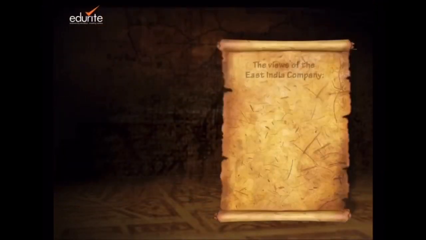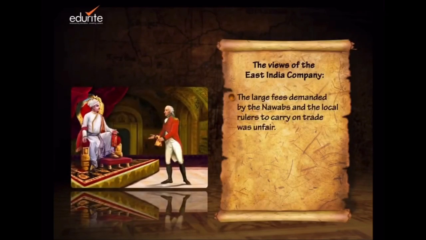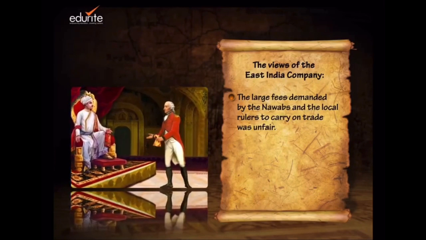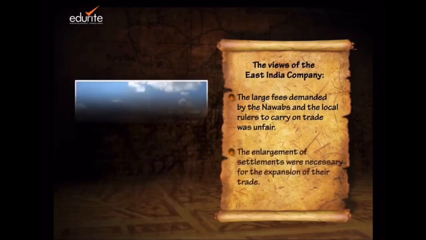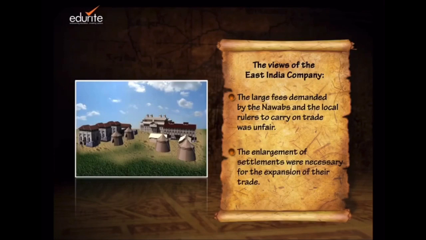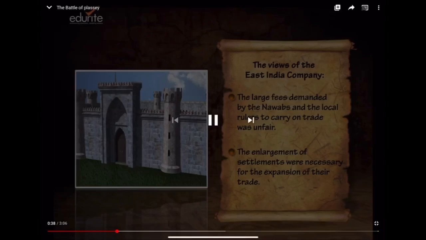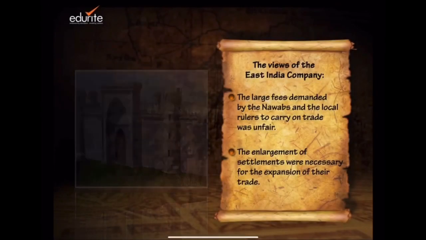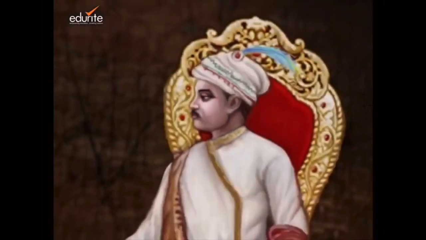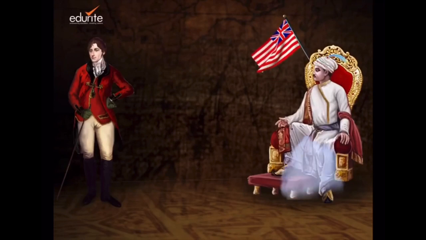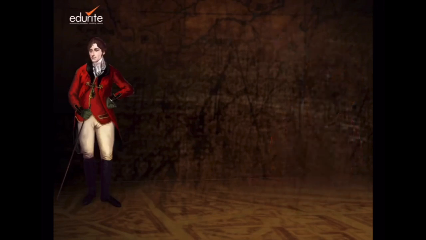The East India Company felt that the large fee demanded by the Nawabs and the local rulers to carry on trade was unfair. They also felt that the enlargement of settlements, buying of villages and building of forts, which were banned by the Nawab, were necessary for the expansion of their trade. What the company wanted was a puppet ruler who would act in their favor. So they tried to replace the then Nawab of Bengal, Sirajuddaula, with one of his rivals.